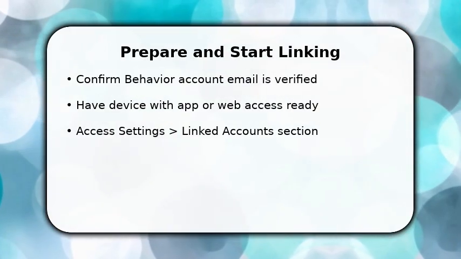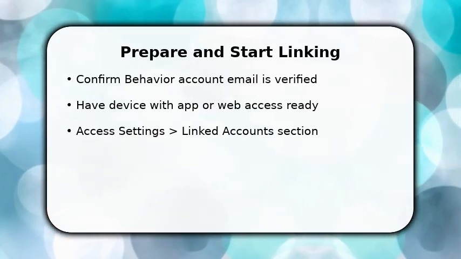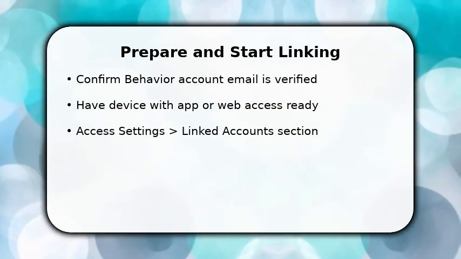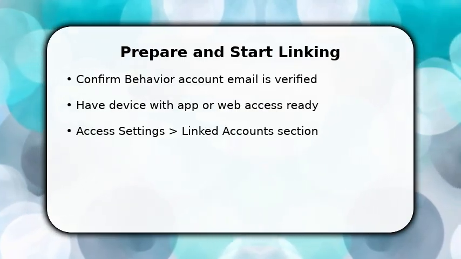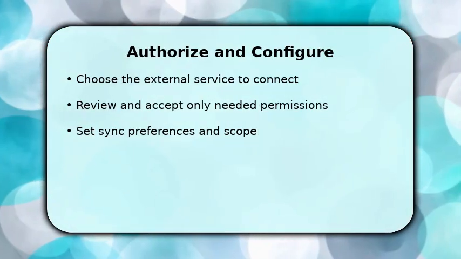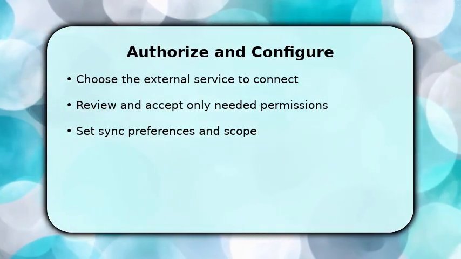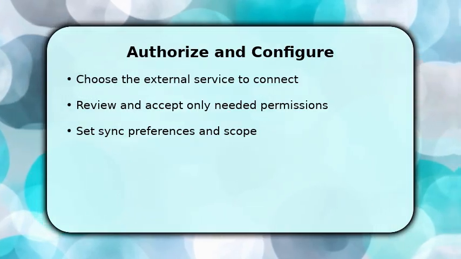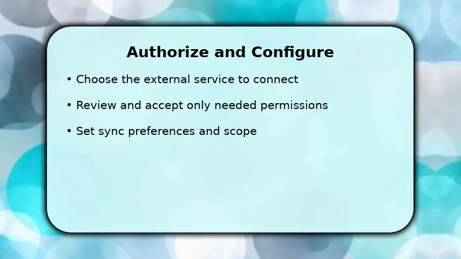Then select Add Link or Connect Now. This first action initializes the handshake between services and displays the permissions requested, so you can proceed with confidence. Now you choose the external service to connect and tap Authorize. This is where you control access. Once prompted, read permissions carefully and accept only what's required.